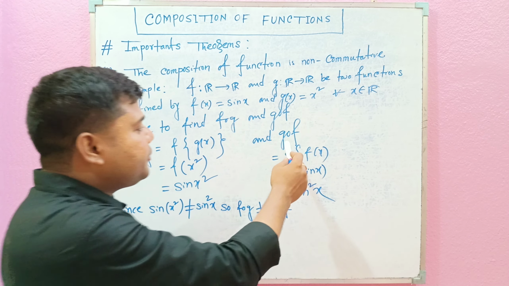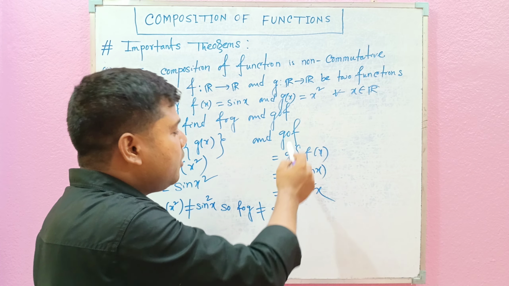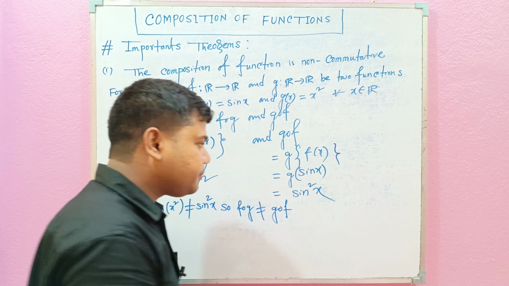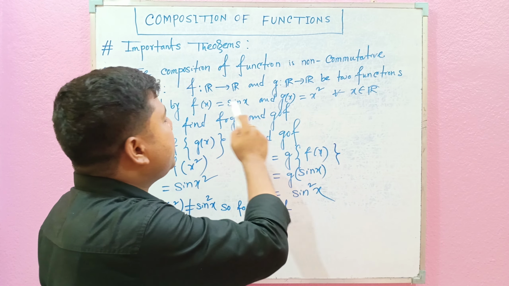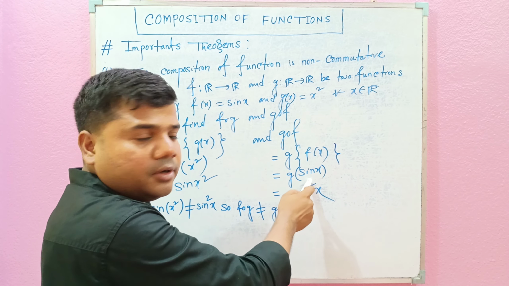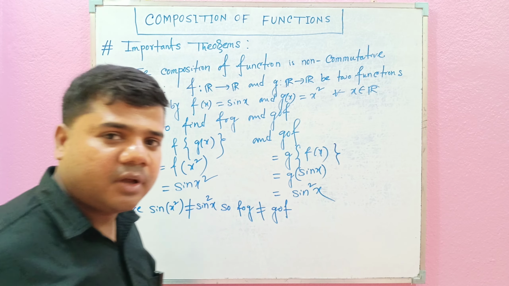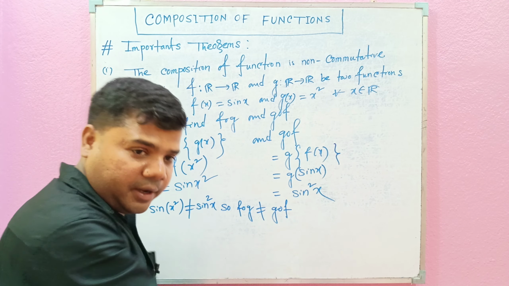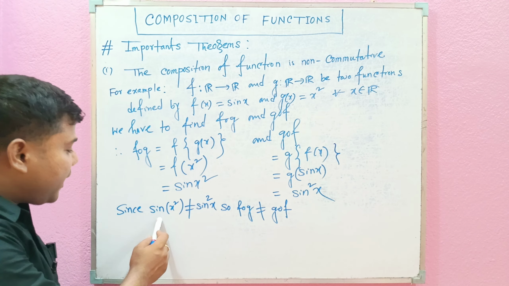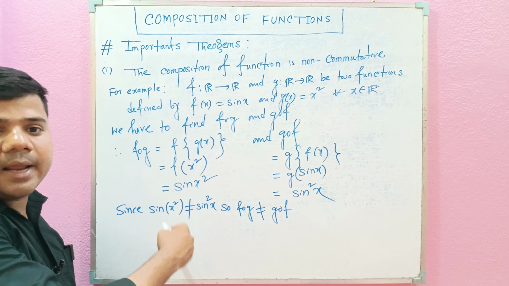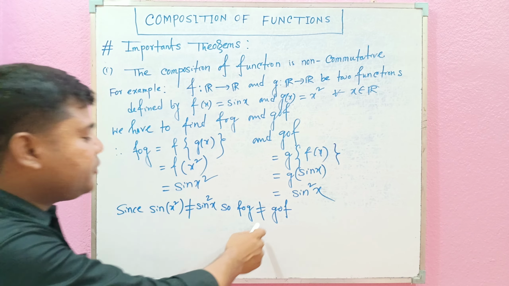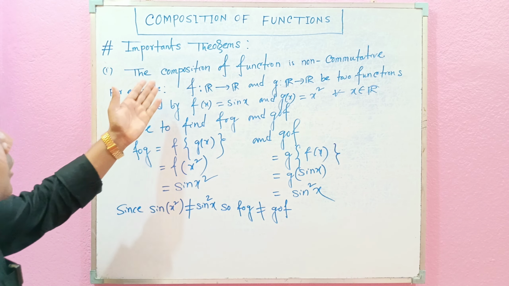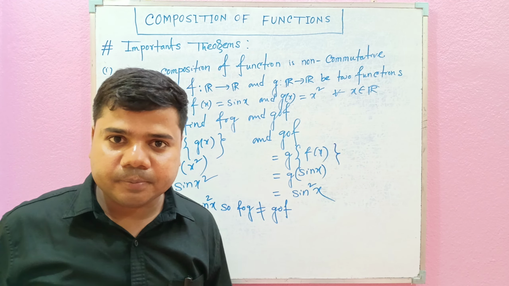Next, for g compose f, we have g of f of x. In the place of f of x, we put sin x here. Then it becomes g of sin x. Since g of x is equal to x square, it becomes sin square x. Since sin x square does not equal sin square x, f compose g does not equal g compose f. So the composition of function is not commutative.